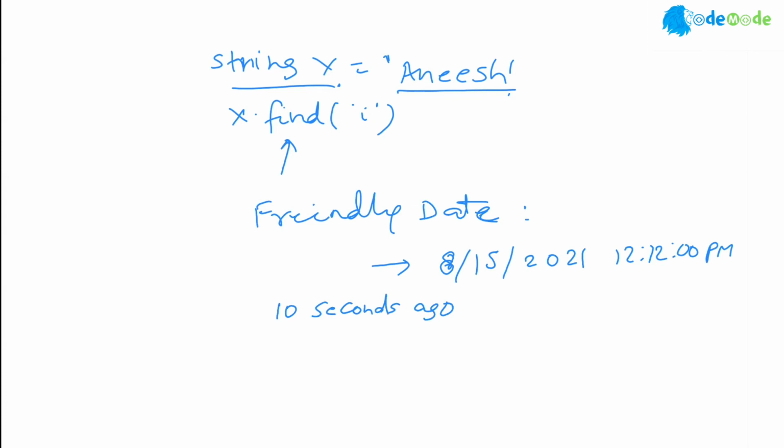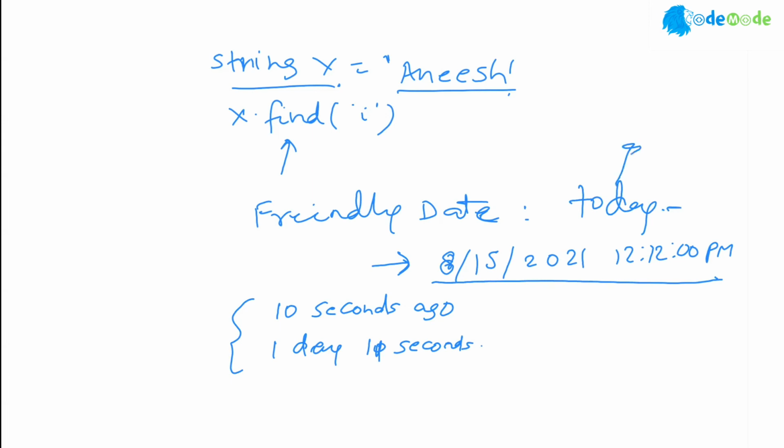If I run this program tomorrow, it will say 1 day and 10 seconds ago, or maybe 11 seconds or 12 seconds ago. This is what I refer to as friendly date. How do we do that? We calculate the difference from today, which is whenever this program is running, minus this date, in milliseconds. And then start dividing by 60 into 60 into 24 to get the number of days that have passed, div and mod, right? We have already done this.